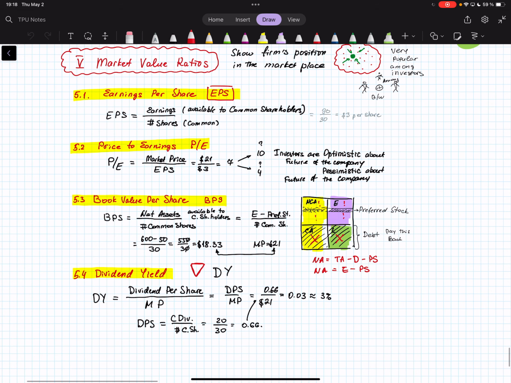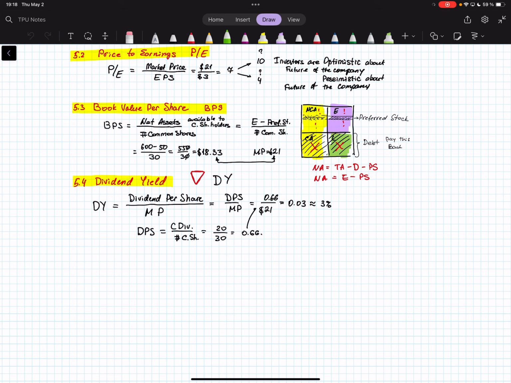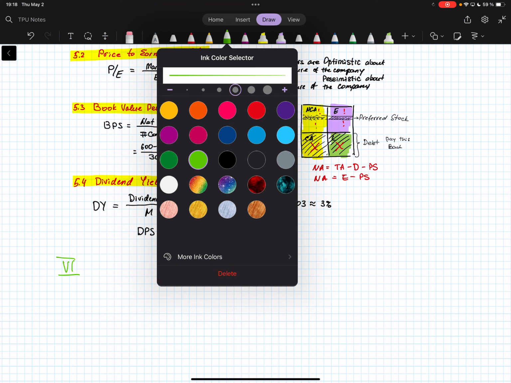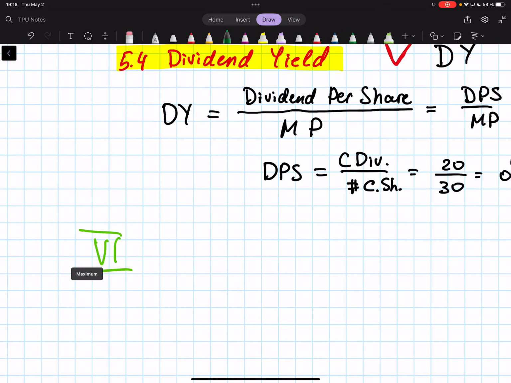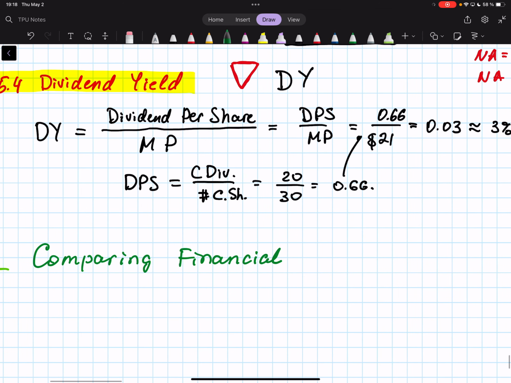Today, we have the last but not least discussion about comparing financial statements, number 6. Number 6, comparing financial statements.